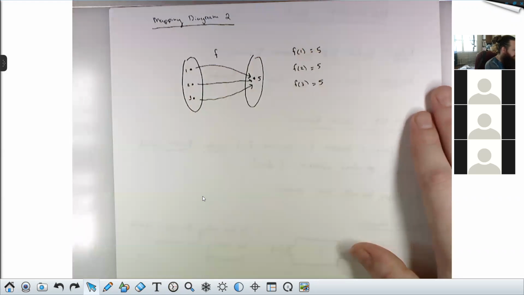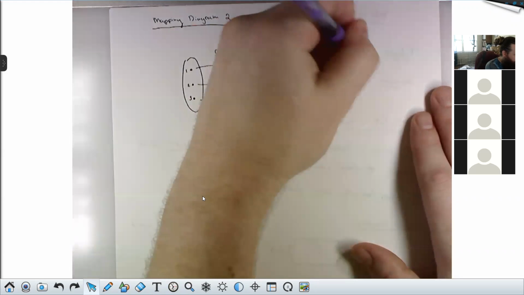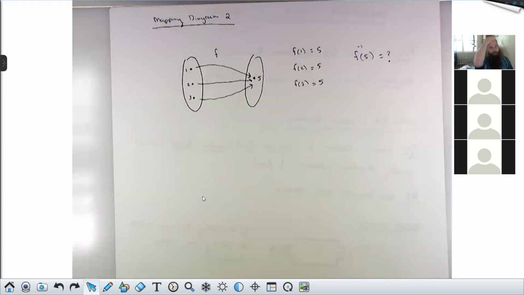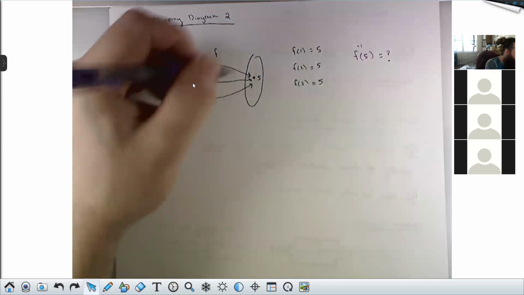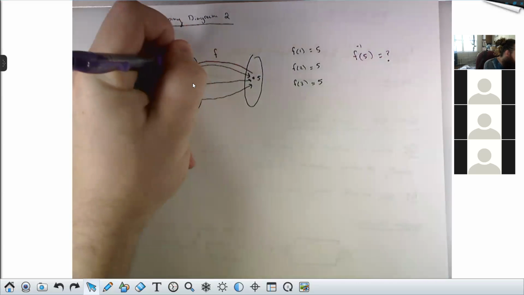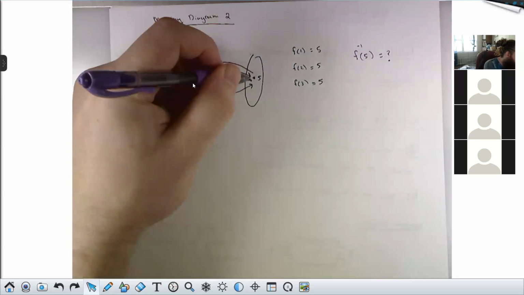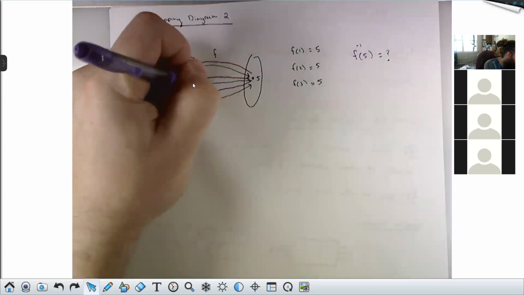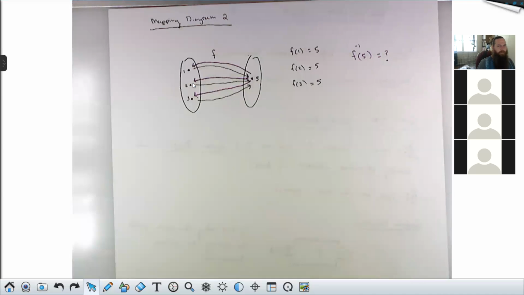So the question becomes, what is f inverse of 5? If I turn all these arrows around, what does that new mapping thing look like? Well, it would send this 5 back to 1. It would send that same 5 back to 2, and that same 5 back to 3. So what would this be?